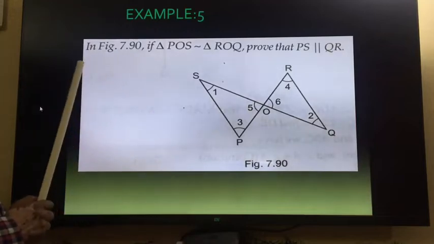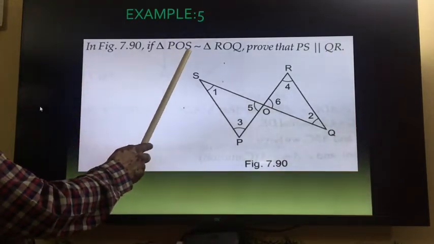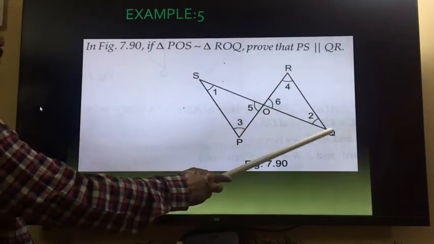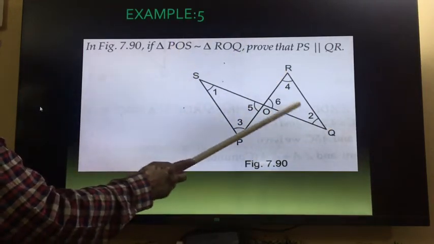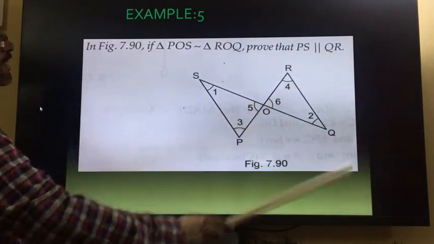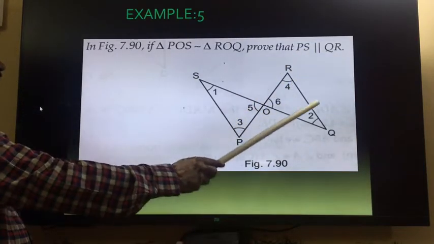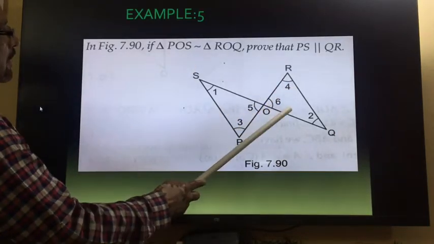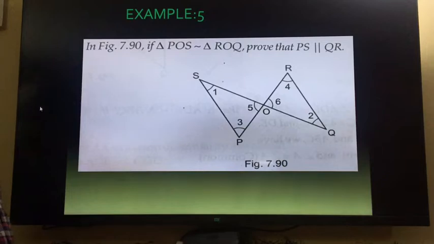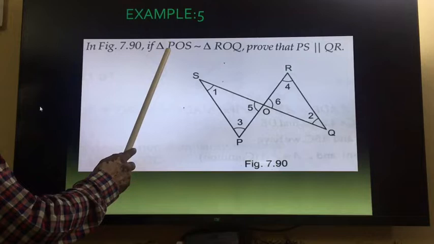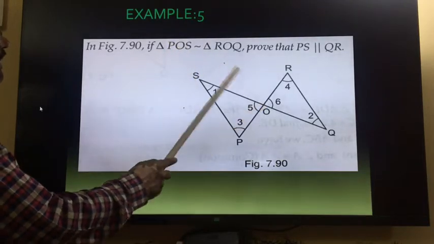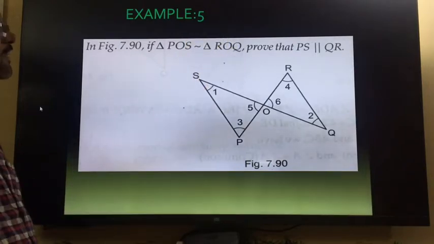Now see the next example. Triangle POS and triangle ROQ are both similar, given, and we have to prove that PS line is parallel to QR. In this case, both the triangles are similar, so the corresponding angles will be equal. So angle at P will be equal to angle at R, angle at O will be equal to angle at O, angle at S will be equal to angle at Q.